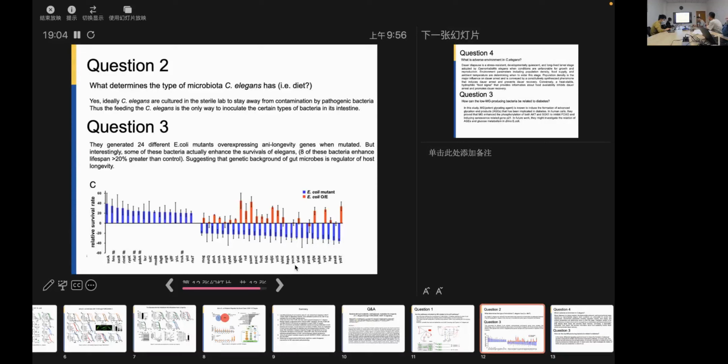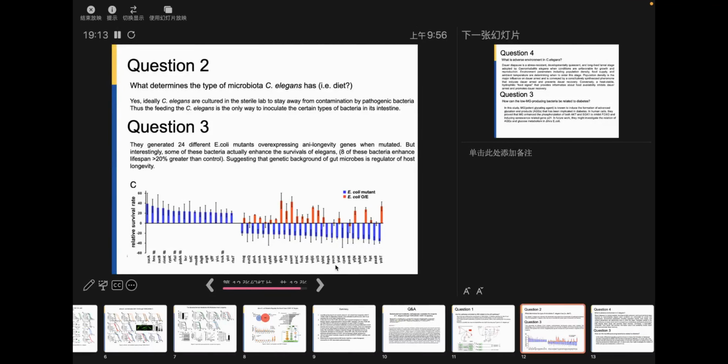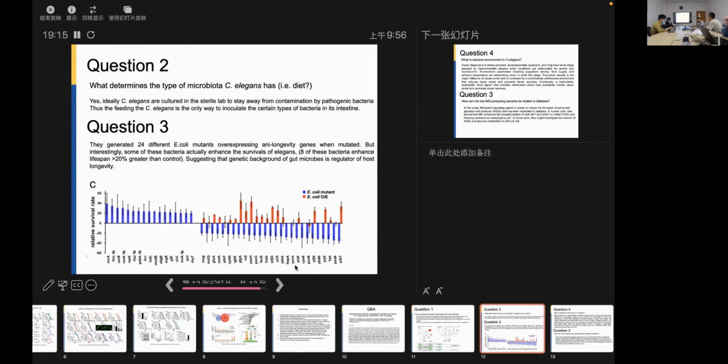So feeding the C. elegans is the only way to alter the type of bacteria in its intestine. That's the only way, by diet. That was Alex's question.